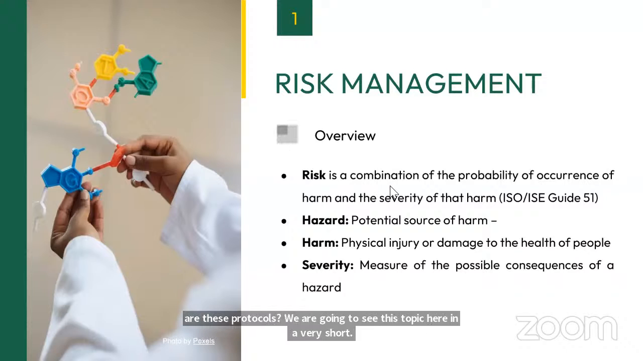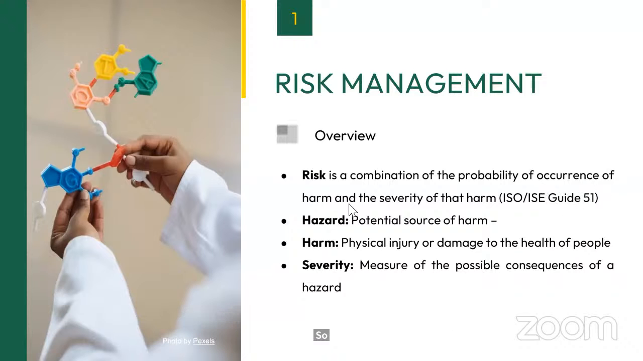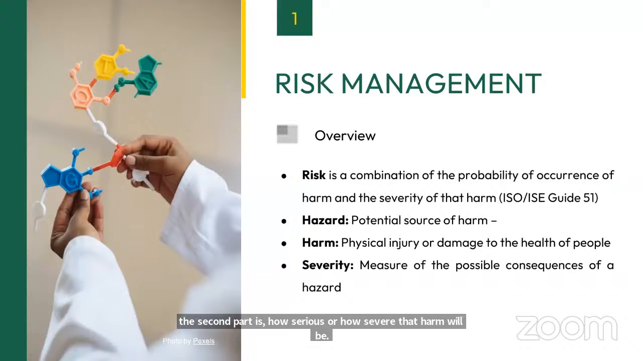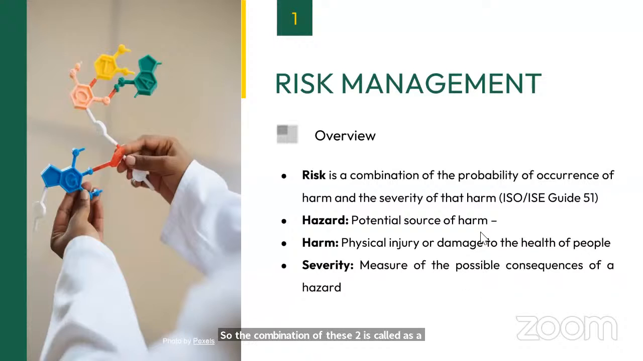So, basically, risk is a combination of the probability of occurrence of harm and the severity of that harm. So here you can see this definition has two dimensions. One is the probability of occurrence of the harm, and the second dimension is the severity of that harm. So what can be the probability that a harm can occur? And the second part is how serious or how severe that harm will be. So the combination of these two is called a risk. This definition is given in the ISO/IEC Guide 51.